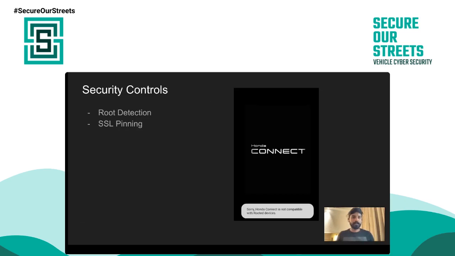Then after that, the dynamic side. Dynamic side is the side where we run the application. So here we install this application in an actual mobile device and test for vulnerabilities. Before that, there were two things that were placed by the Honda developers. Those were root detection and SSL pinning. These were the security controls to protect the application.